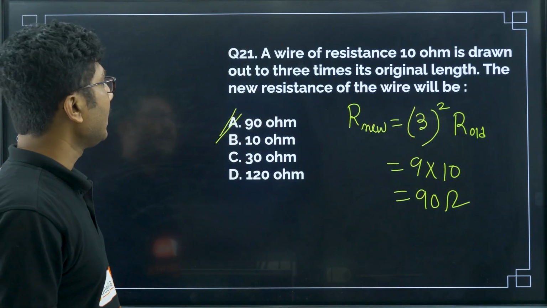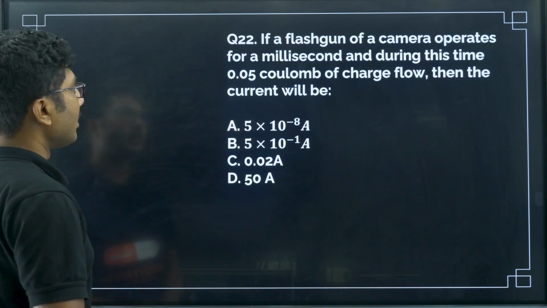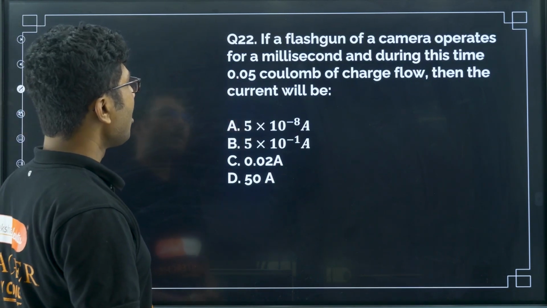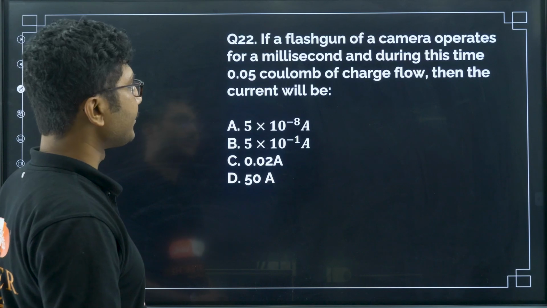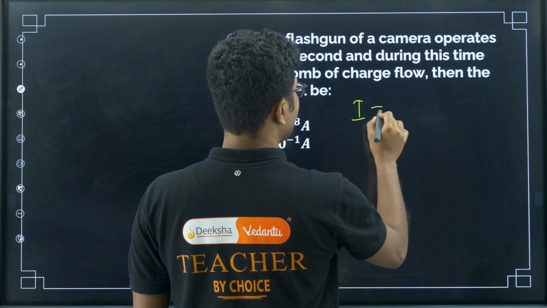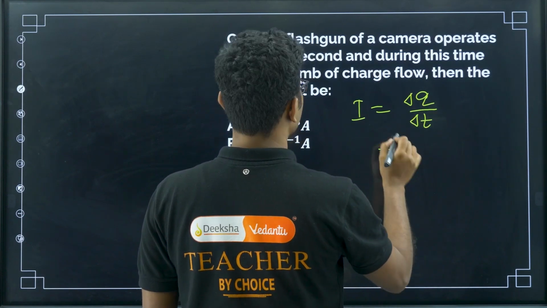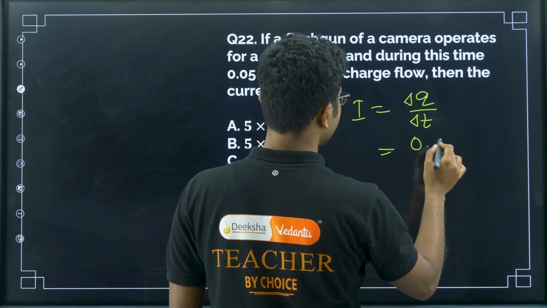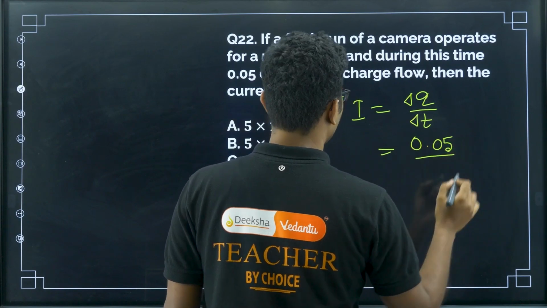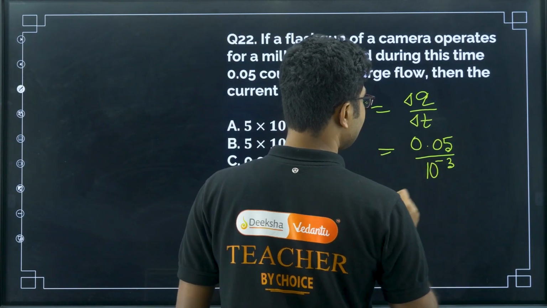Okay, if a flash gun of a camera operates for 10 milliseconds and during this time 0.05 coulomb of charge flows, then the current will be, okay, current is Q by T, delta Q by delta T basically. So delta Q is 0.05 coulomb, and time is 10 millisecond. Millisecond means 10 to the power of minus 3 seconds.